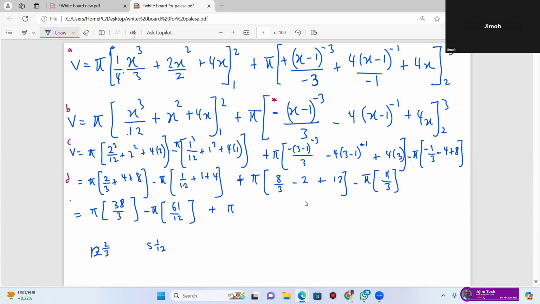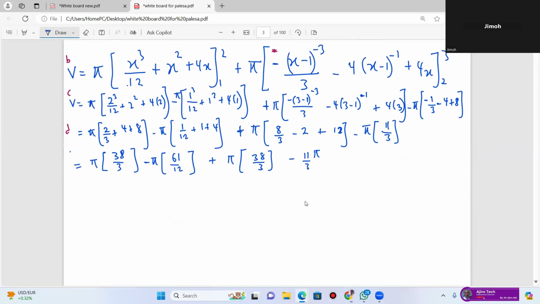Plus pi into, this is 10. Minus 2 plus 12 is 10. That's 30/3. That is 38/3 minus 11/3 pi, okay? So at this point I have the volume equal to 38/3 pi, then plus another 38 pi/3, minus 61/12 pi, minus 11/3 pi.